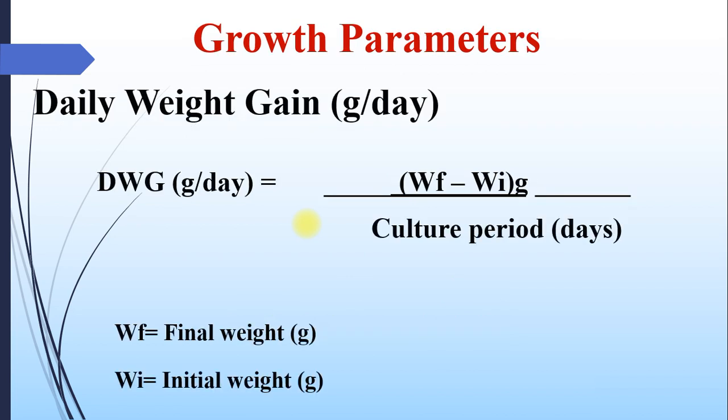Third one is daily weight gain, grams per day. So per day how many grams is being attained, and how are we calculating it using this formula. DWG (grams per day) equals WF minus WI in grams, divided by culture period in days. So how many days of culture, whether 36 days or 90 days or 120 days or 180 days. Here WF equals final weight in grams, WI equals initial weight in grams.